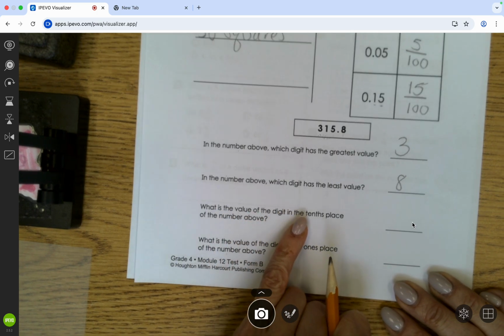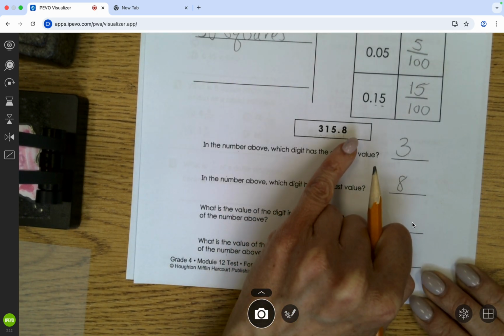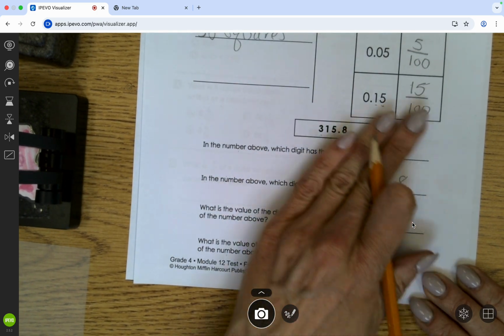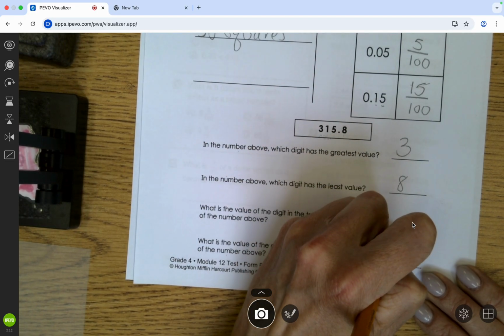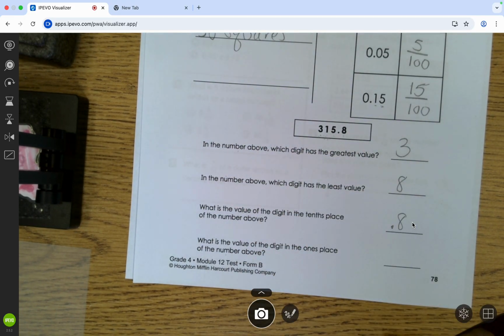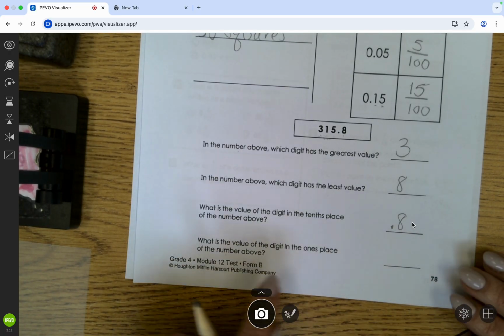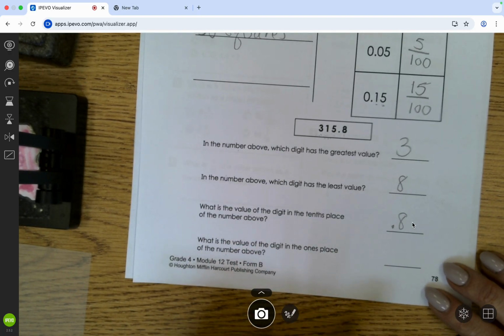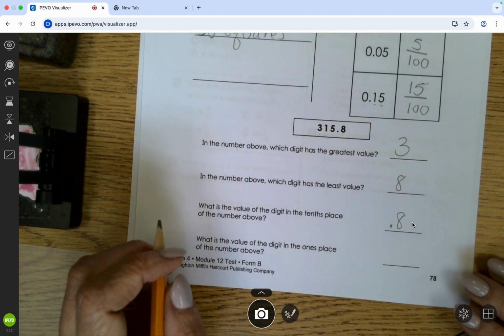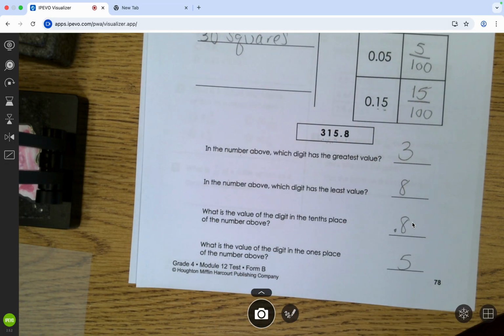What is the value of the digit in the tenths place? It's going to be 0.8, so it stays the same, 0.8. Okay? And then the next one. What is the value of the digit in the ones place? What is it, V-Bug? 5. Good, 5. 5 is in the ones place.